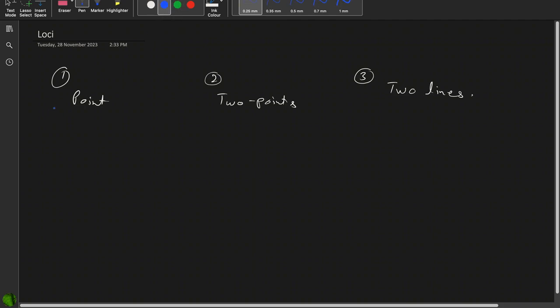So when we talk about the first one, if it is a point, locus of point means how far from this point you will stay. Suppose I say that something will stay at 3 centimeters from this point, so we will use 3 centimeters as radius and draw this circle. So this is locus of a single point.